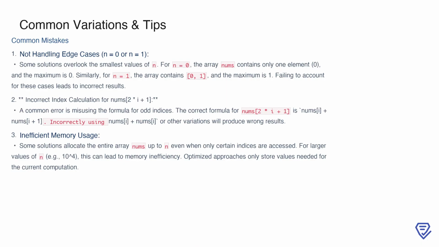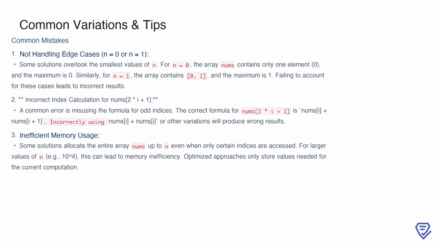Second, there's the issue of incorrect index calculations, particularly for odd indices. The formula for nums[2i+1] is nums[i] + nums[i+1], but errors like using nums[i] + nums[i] instead are quite common and will produce incorrect outputs.